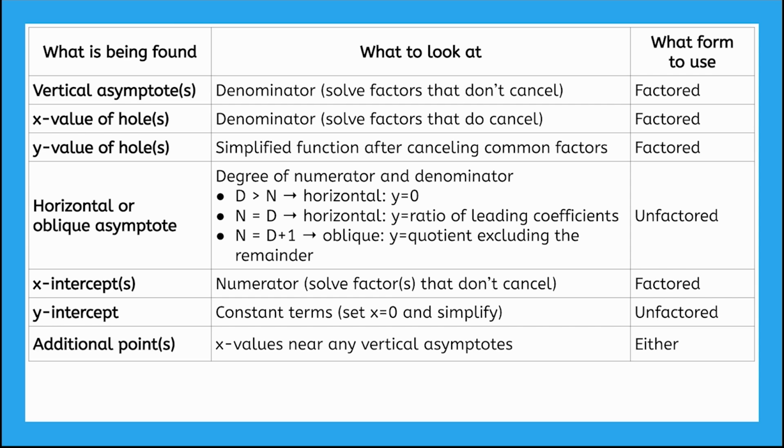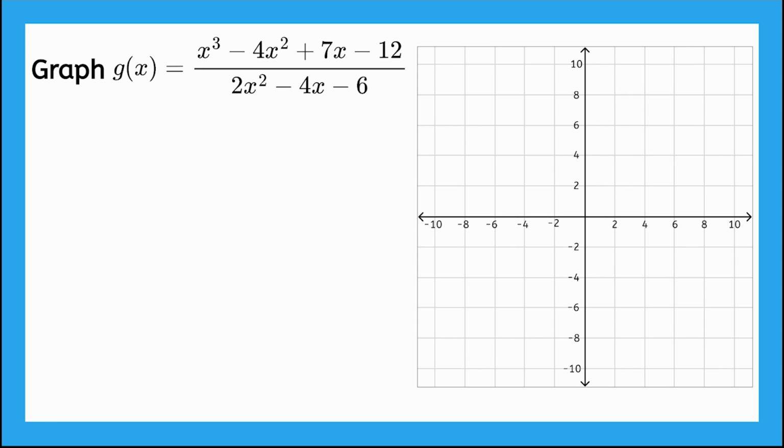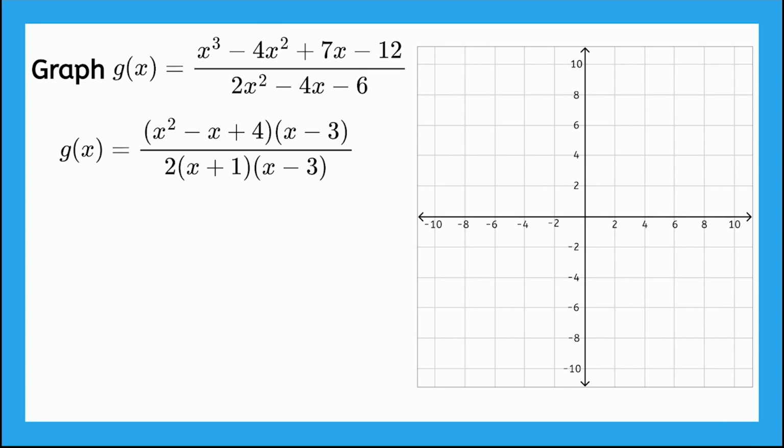Use the table in your PDF guided notes and everything you've learned to sketch a rational function on your own. Use the space in your guided notes to graph g of x without using any graphing software. Okay, here's the factored form of this function. The function has a vertical asymptote at x equals -1 and a hole at 1.25.